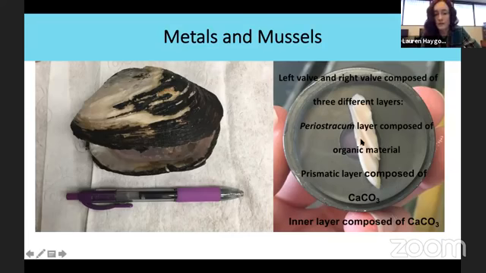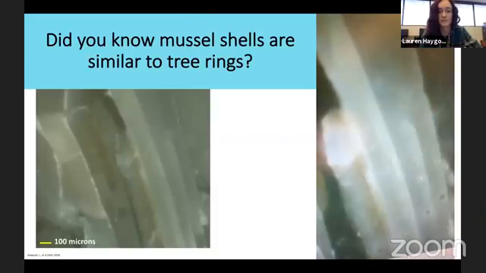But within these shells, it might be harder to see in this image, but they have what we call growth layers in there. And so each of those growth layers is going to correspond to a specific year that we can study.